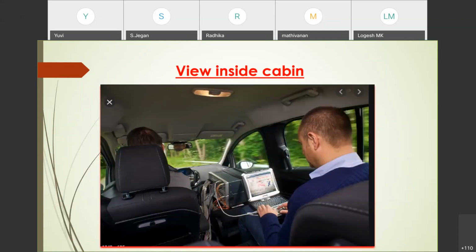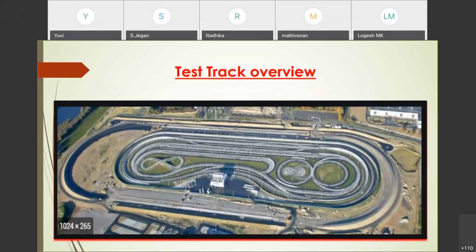And this is the view inside the cabin. Okay, this is how it looks while we're doing the measurement. This is how it looks. So the next thing is we are going to talk about the test track.